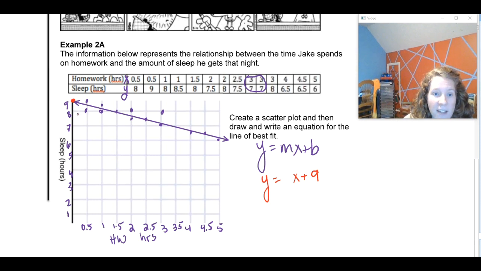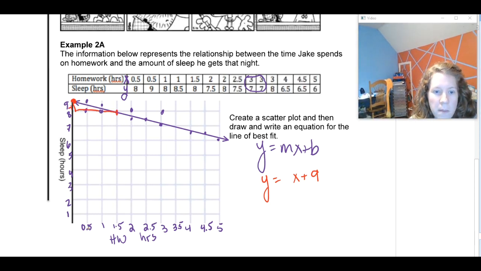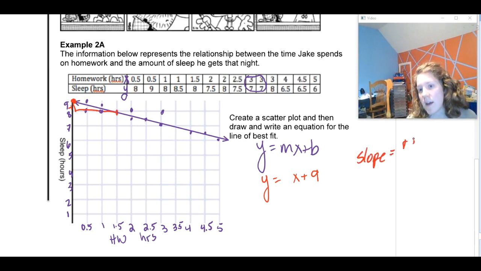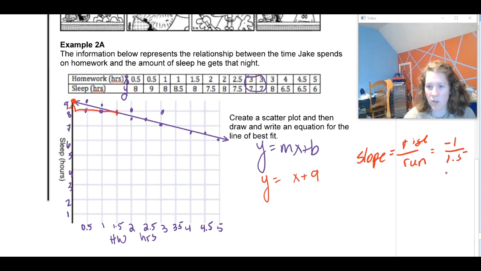To find the slope, find two nice pretty points that seem to intersect. I'm going to say here and here, and it looks like it's going down 1 and over. Remember your scale. On this we counted by 1/2, so it's going over 1/2, 1, 1.5. So 1.5 is how much we went over. Remember that slope is rise over run. So the rise was -1. The run was 1.5. So we don't want to put a slope in our formula that looks like that.